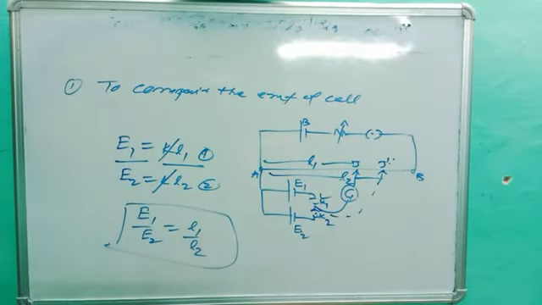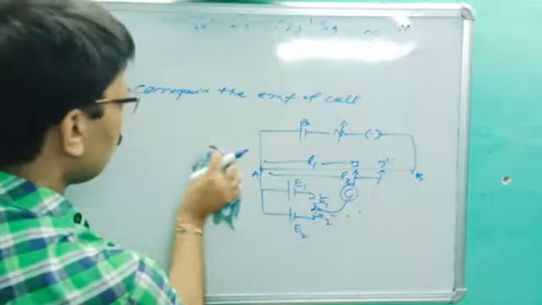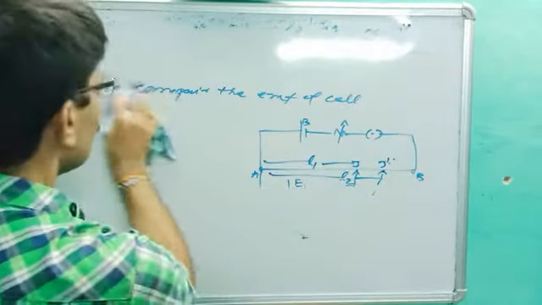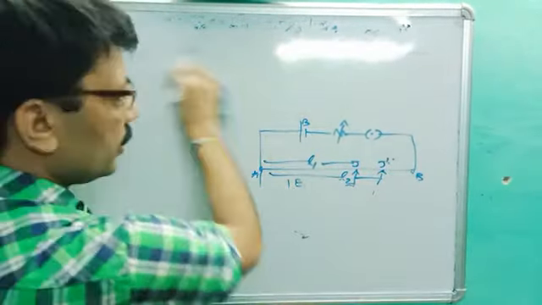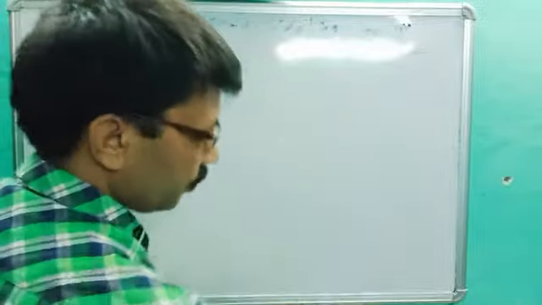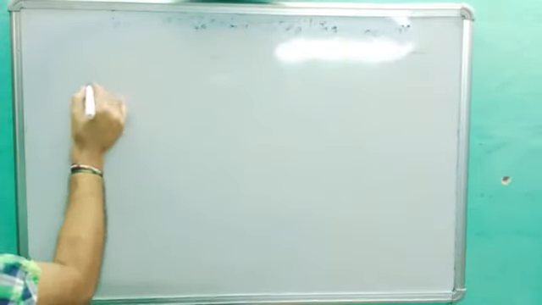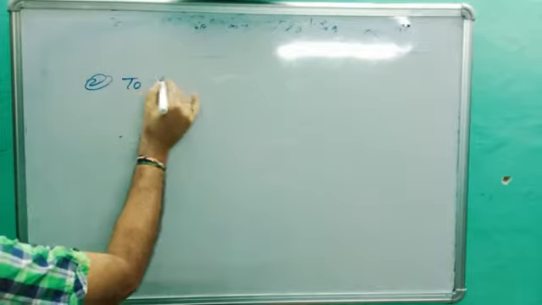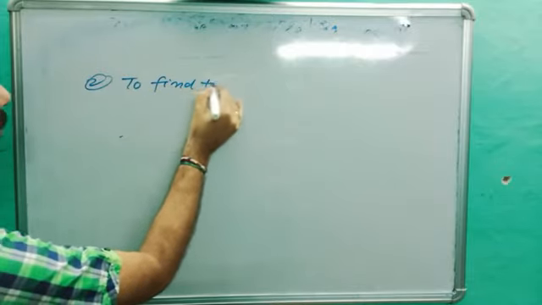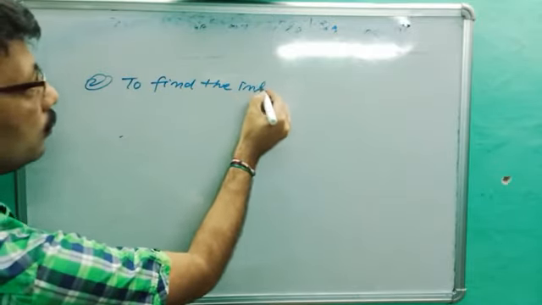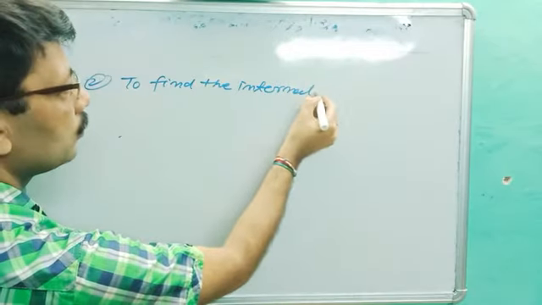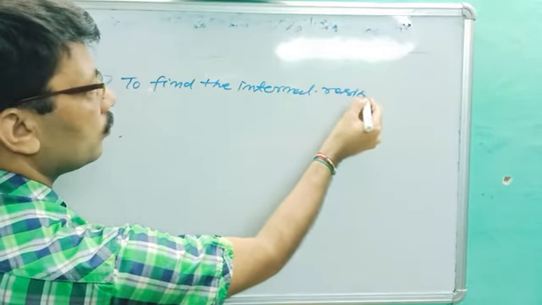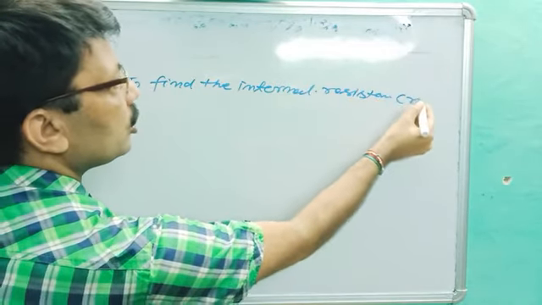Okay, one more application is there, the last application, to find the internal resistance. This is the last one and I think the chapter will be over. The second application is to find the internal resistance, this is a small r.